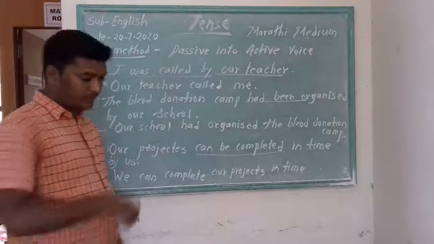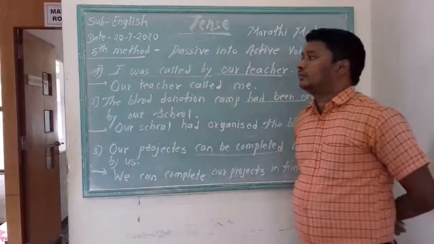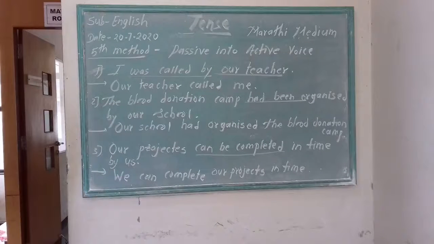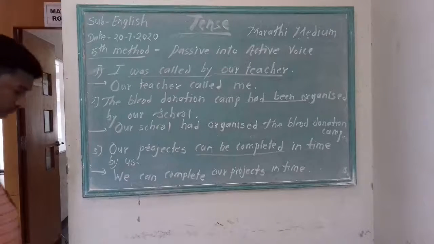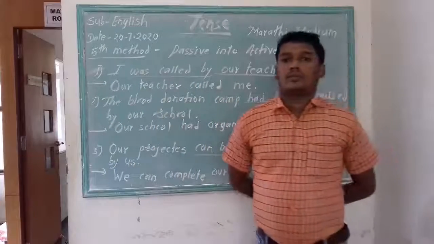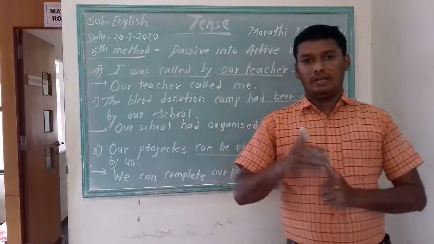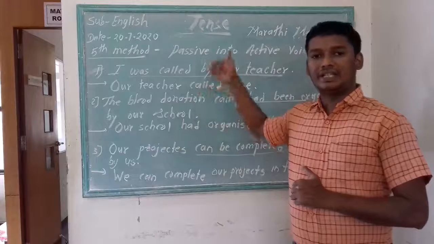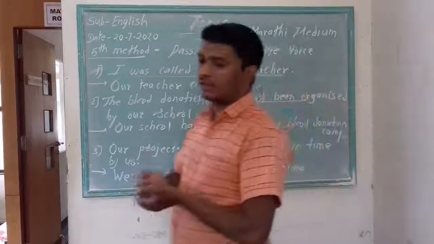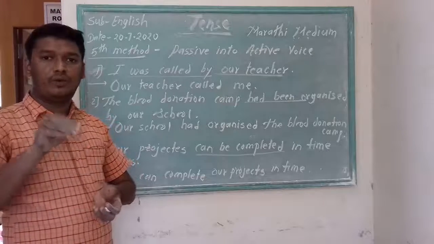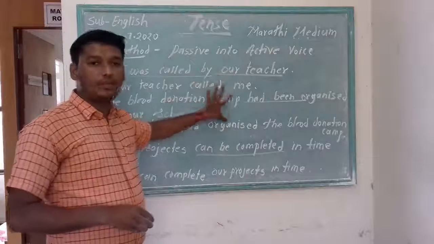Write all these three examples. Okay, if you have completed, then I stop here. I would take some more examples of this fifth method in the next lecture. Then I would take some more examples from your textbook. After that, I would give some examples for you to solve. Then this topic would be completed.